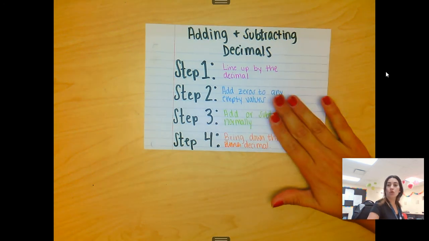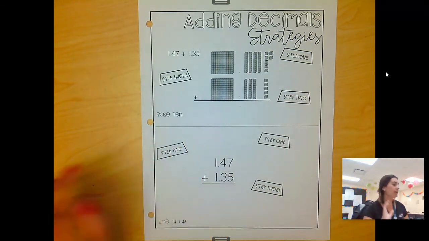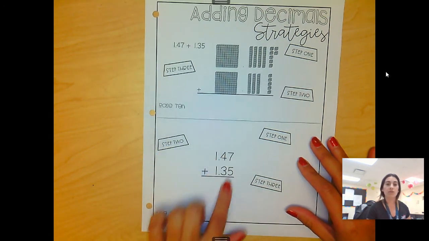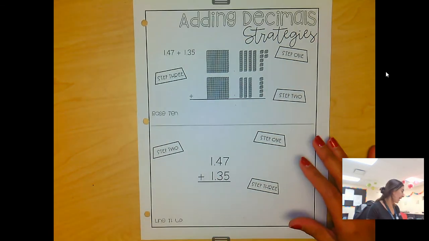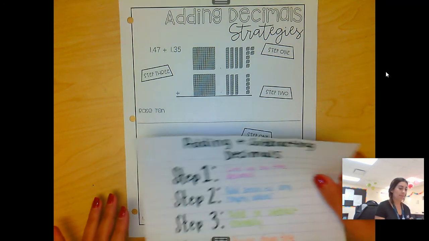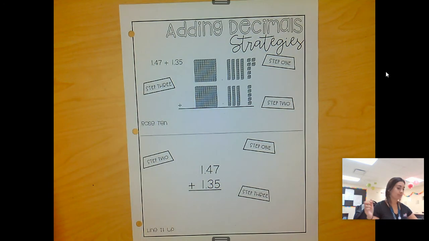So I'm going to show you 2 ways that we could do this. I'm going to show you with models, and I am going to show you regular. On something like the FSA, I recommend you don't draw up models. I recommend that you do the standard algorithm just because it's faster. But while we're still getting used to doing this, we'll use the models, okay? So let's go ahead and use a model first.